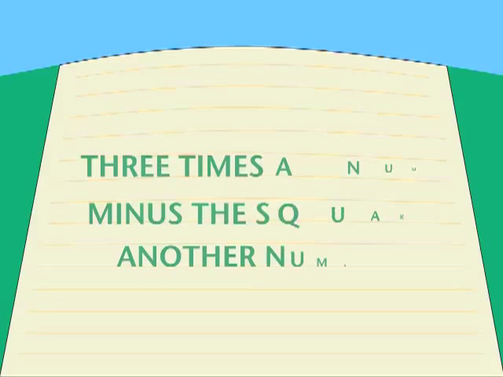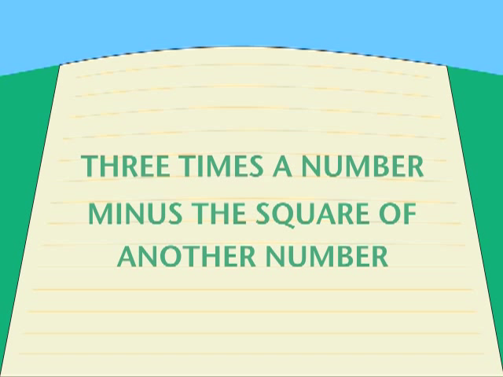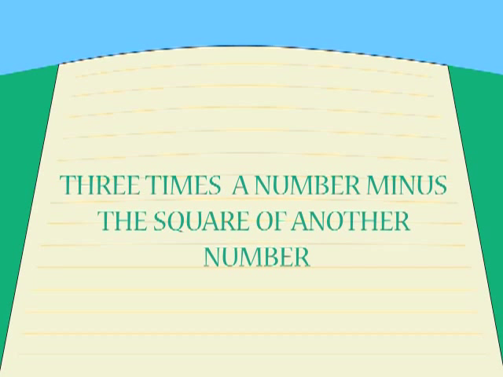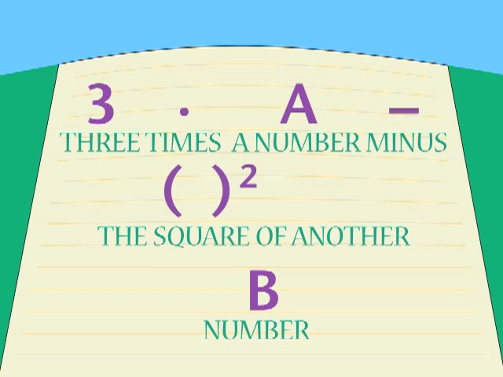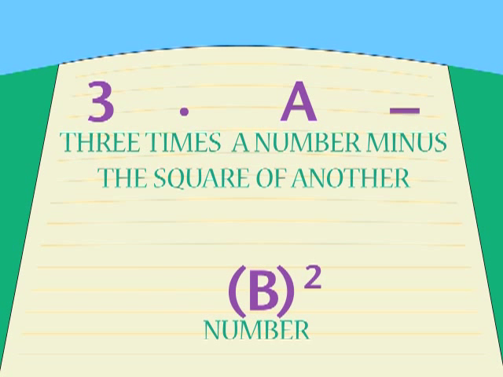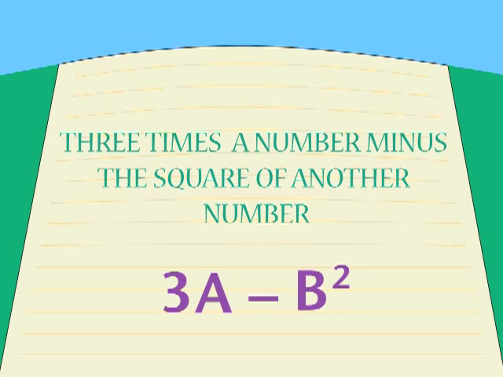Now this one is a little bit harder. Let's read it. 3 times a number minus the square of another number. First, rewrite the pieces in the language of algebra. There are two different numbers, so we use two different letters, A and B. Now we write our translation. 3 times a number, 3a, minus the square of another number, b squared. This statement in algebra follows the same order as the English statement.